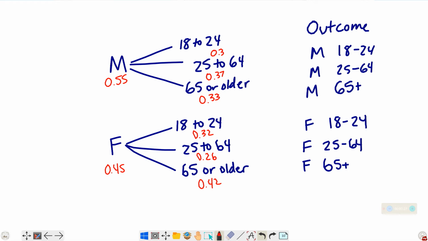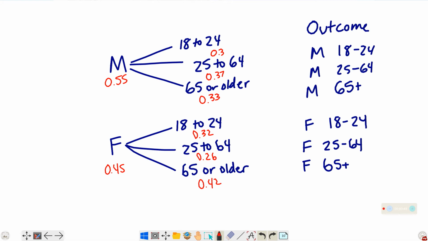The probability of selecting a male registered voter from 18 to 24 is 0.165. That's just because they multiplied this value here and this value here, just like we did on problem number 1.